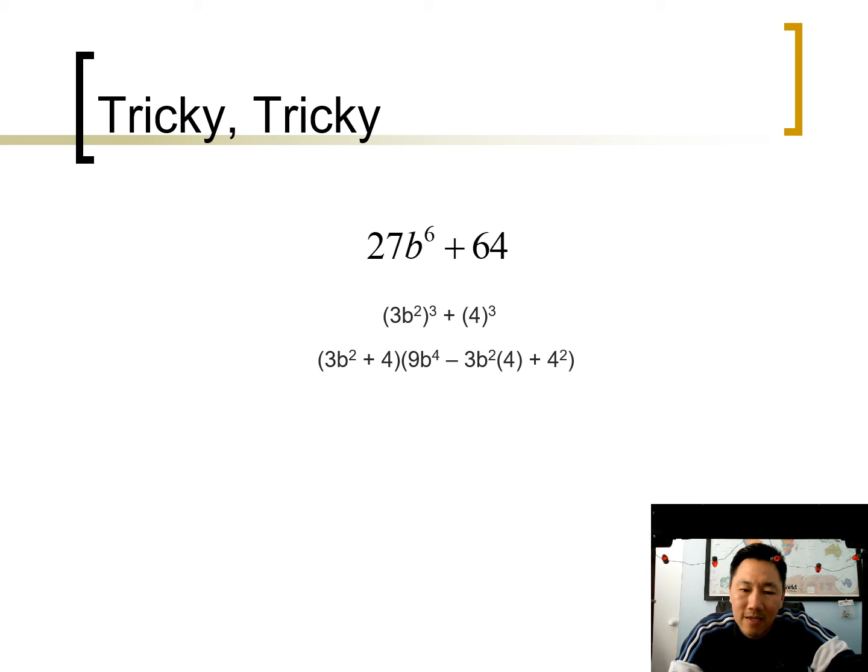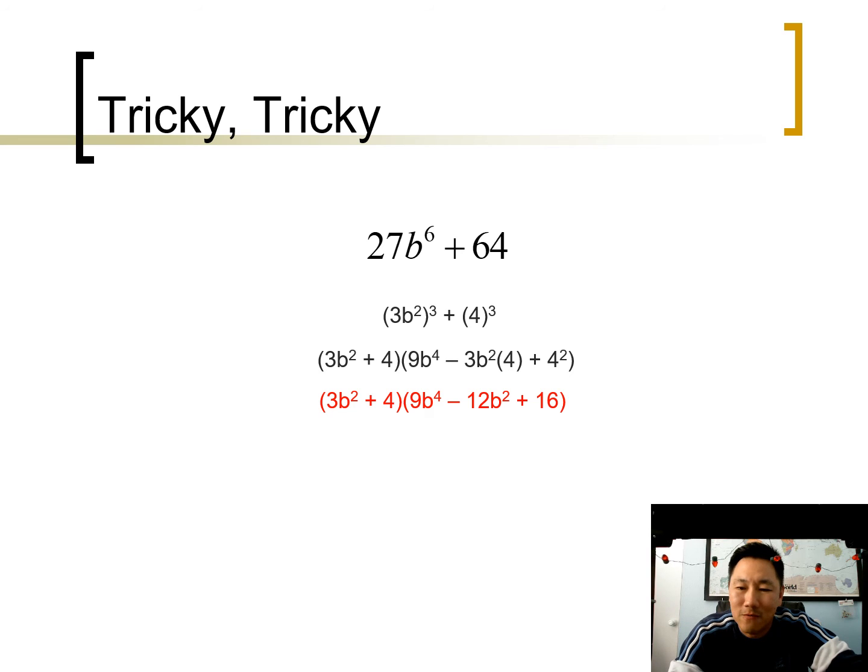Let's see what that looks like. So it's 3b squared plus 4, and then 3b squared squared gives us a 9b to the 4th power, and then 3b squared with the 4, and then the 4 squared. And then we just have to clean that up a little bit. We just have to multiply the 3 and the 4, and then square the 4, and there's our final answer. All right, that was kind of tricky. Take a good look at it. Make sure you know what happened there.